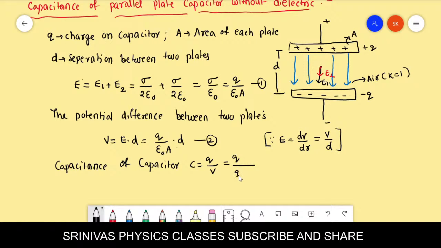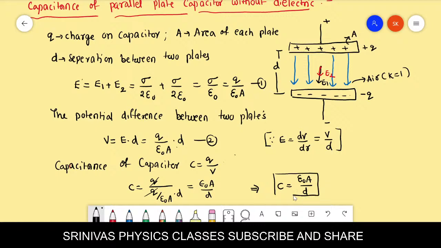The V formula we write in the next step. C is equal to Q by V. From equation 2 we write the V formula, that is Q by epsilon naught A into d, and here Q gets cancelled. This epsilon naught A goes to the numerator, then we will get C is equal to epsilon naught A by d, right? Then finally we got C is equal to epsilon naught A by d. This is the formula for the capacitance of the capacitor. Okay, right, this is equation 3.